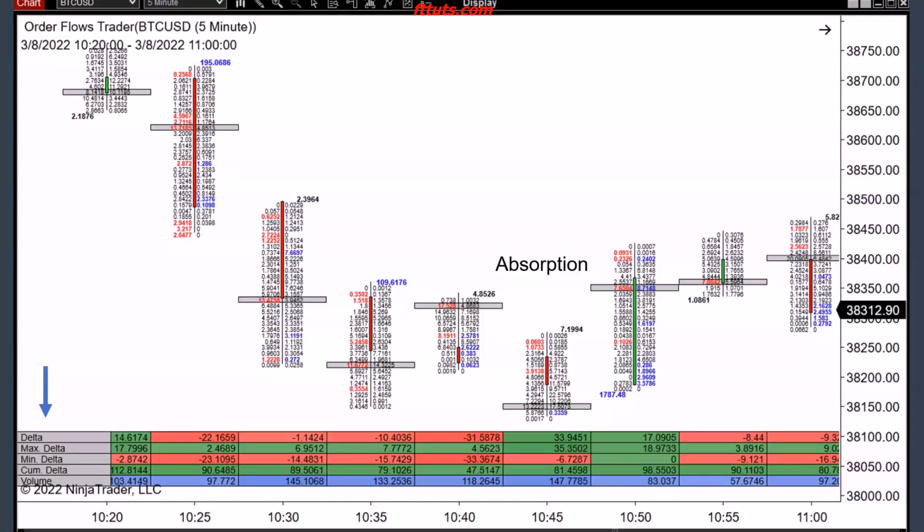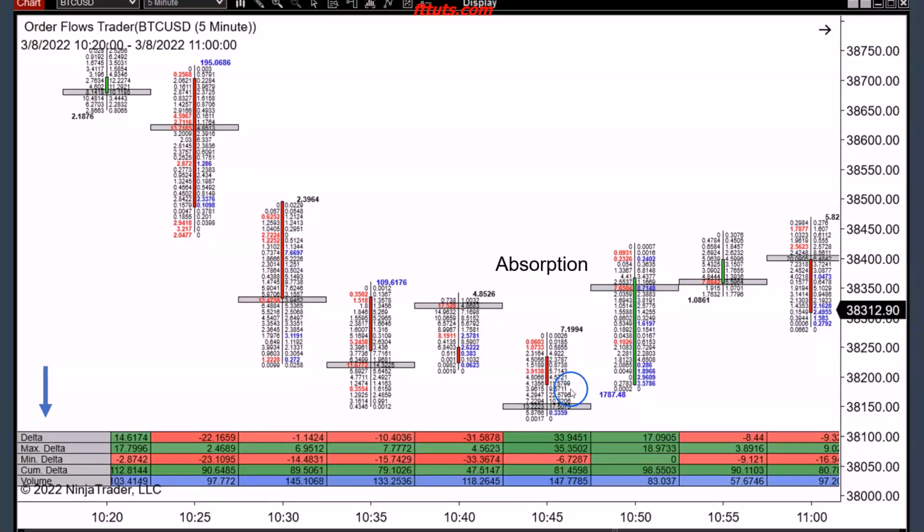So market's moving down, down, down, negative delta, sellers are in control. Now it's telling you buyers are in control. Positive delta 33. It's a nice strong delta. Previous bar had negative 31. Previous bar before that, minus 10, minus 1, minus 22. Now there's supply coming into the market.